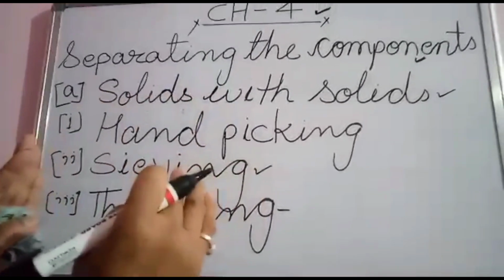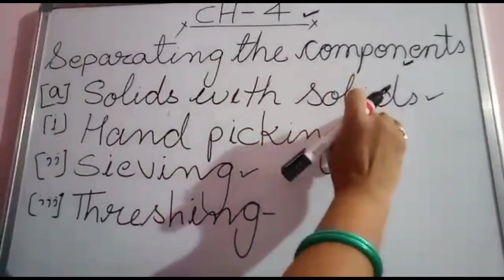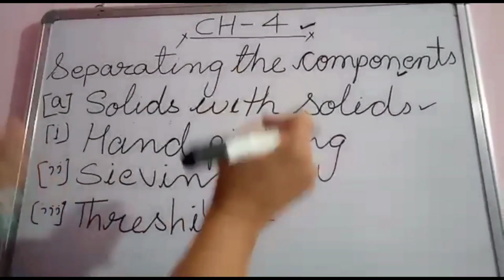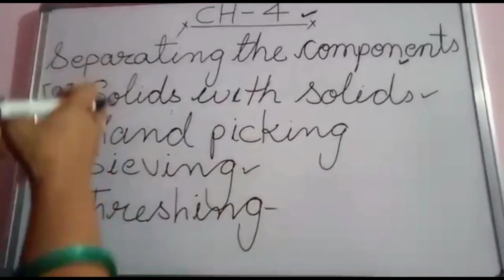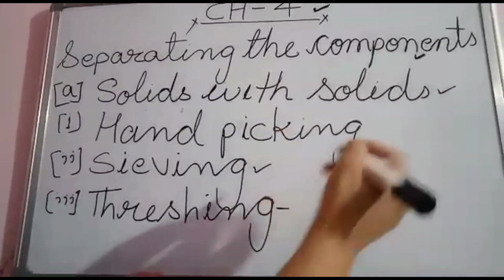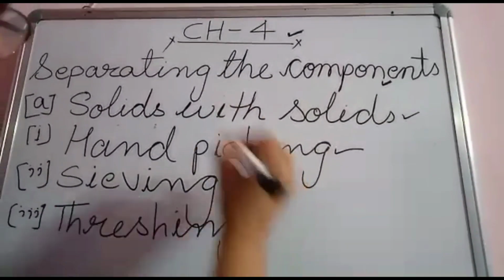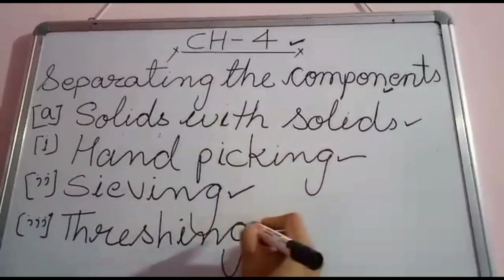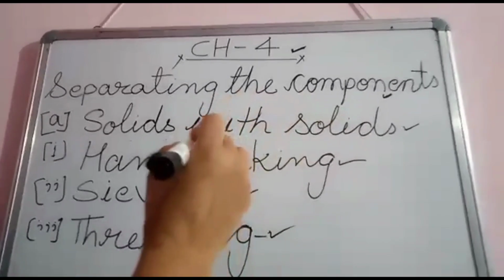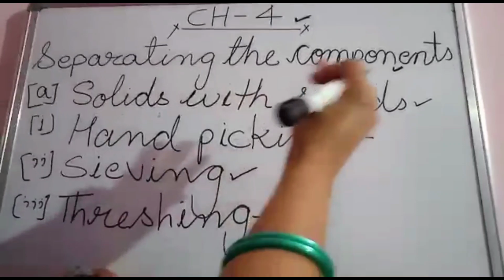Today I will separate the mixture. What type of mixture? A solid material mixed with solid material. Such mixtures get separated by applying different physical methods. There is no chemical method. Physically by hand picking, physically by using the sieving process, physically by using a thresher. Thresher is a machine that is used to separate solid from solid.